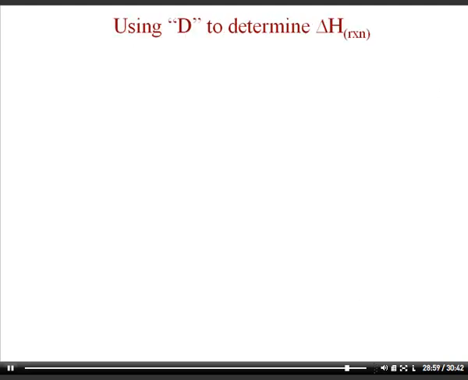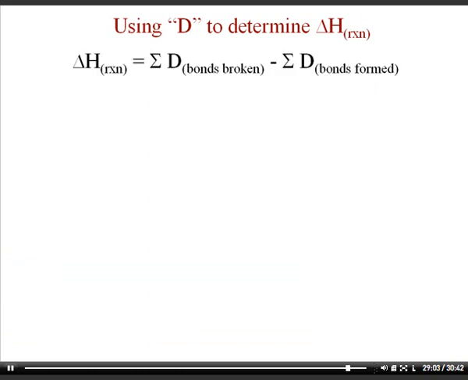Here it is on the next slide: using D, the bond enthalpy, to determine the delta H of a reaction. All you need to do is take the bonds that are broken minus the bonds that are formed. Usually delta H is the products minus the reactants, but now we have the bonds that are broken minus the bonds that are formed. Bonds that are broken are positive values, and bonds that are formed are technically negative values, but we're just going to look up the values on the previous page, so all of those are positive values. We take the numbers shown for the bonds that are broken and subtract the numbers shown in the chart for the bonds that are formed.